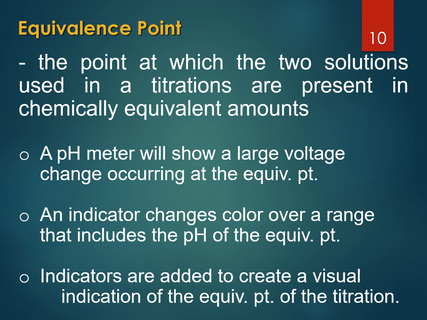But how do we determine that? Again, as we said earlier, we add an indicator to tell us that the reaction is completed. The point at which the two amounts are stoichiometrically equal is what we call the equivalence point. We do not observe this in the titration process. Instead, what we will observe is the endpoint. But theoretically, the equivalence point is the point at which the two solutions used in titration are present in chemically equivalent, or stoichiometrically equal, amounts. We can also monitor the pH at any point of the titration using a pH meter.